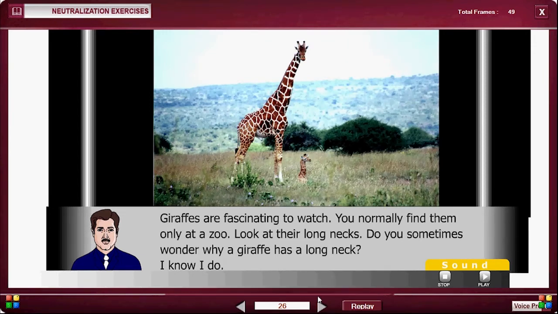Giraffes are fascinating to watch. You normally find them only at a zoo. Look at their long necks. Do you sometimes wonder why a giraffe has a long neck? I know I do.